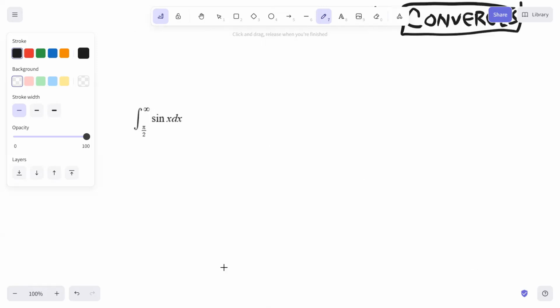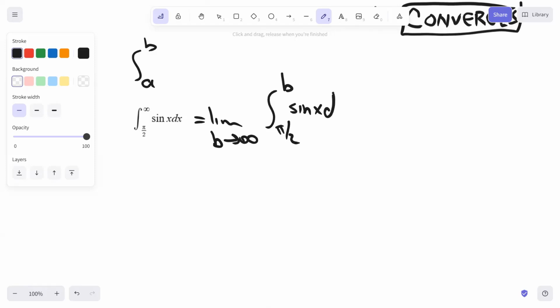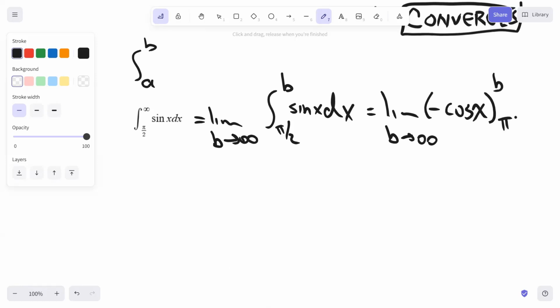If we take a look at this third example, we have the integral from pi over 2 to infinity of sine x dx. So we'll rewrite this as the limit as b approaches infinity. The reason I'm using b is because typically the integral is from a to b, and since we're replacing the upper limit with a variable, we're going to use b. So the integral from pi over 2 to b of sine x dx, which is equal to the limit as b approaches infinity of negative cosine x evaluated at b and pi over 2.